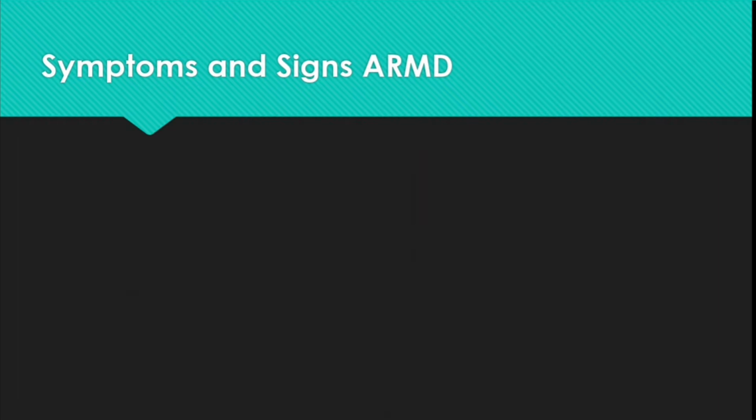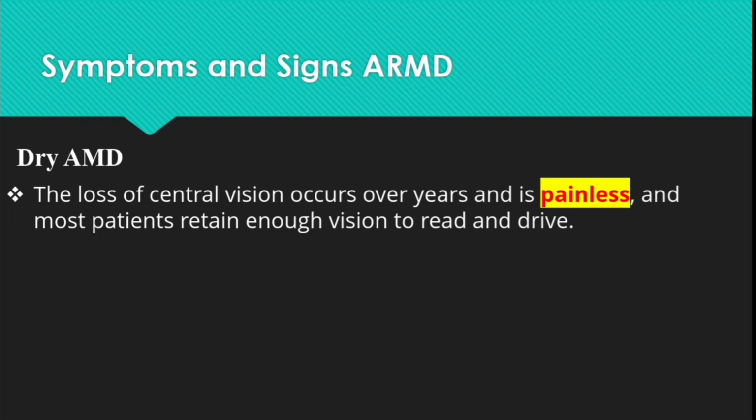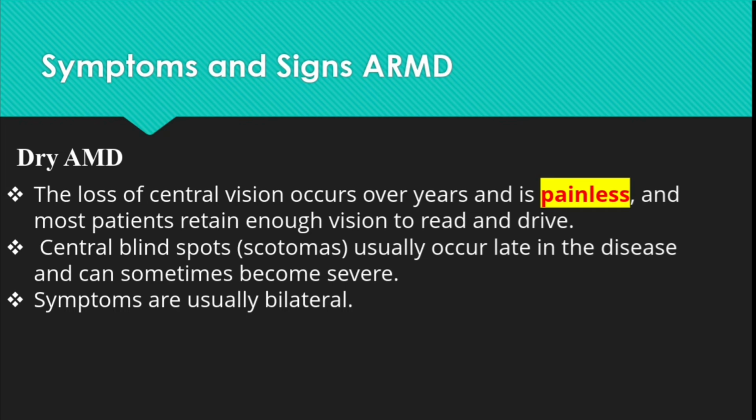Signs and symptoms of AMD, starting with the dry form. The loss of central vision occurs over years and is painless, and most patients retain enough vision to read and even drive. Central blind spots, scotomas, usually occur late in the disease and can sometimes become severe. The symptoms of dry AMD are usually bilateral.